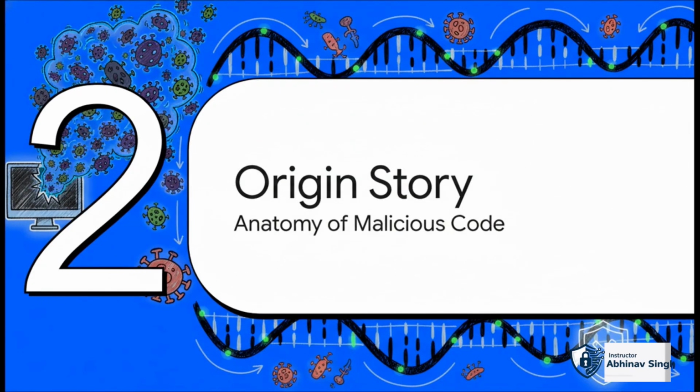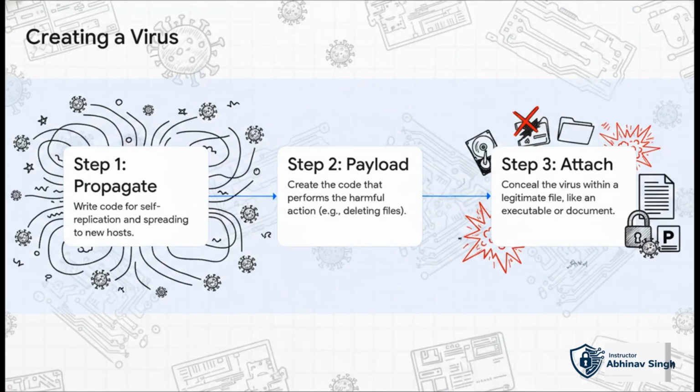So where in the world do these digital germs even come from? Well, to figure that out, we've got to look at the anatomy of the code itself. Making a simple virus isn't some dark magic. It really just boils down to three steps. First, the coder writes the part that lets it spread, the propagation code. Second, they build that payload we talked about, the bit that's going to cause trouble.